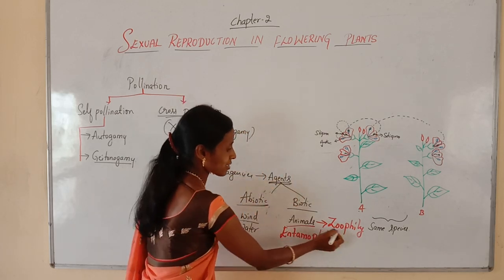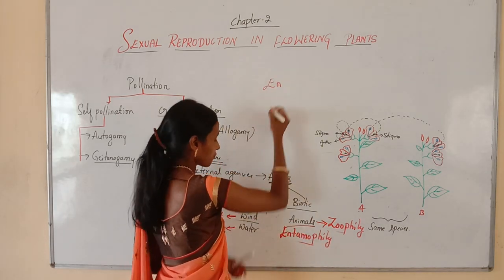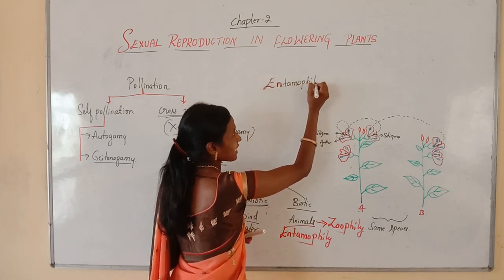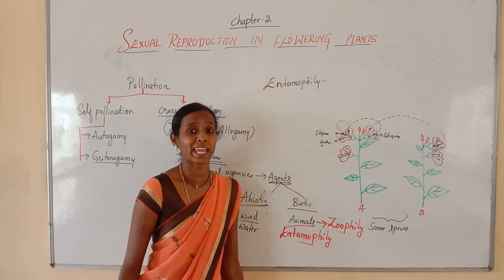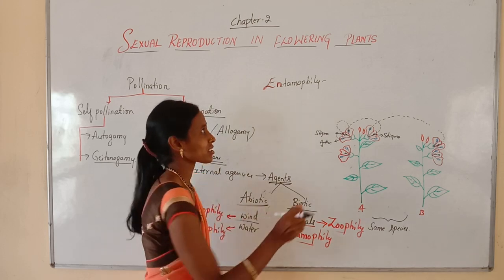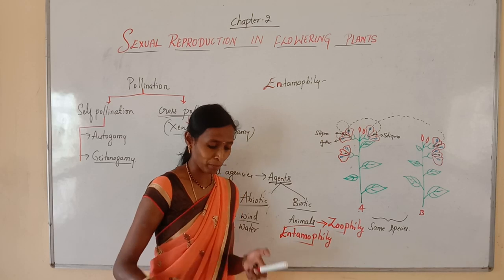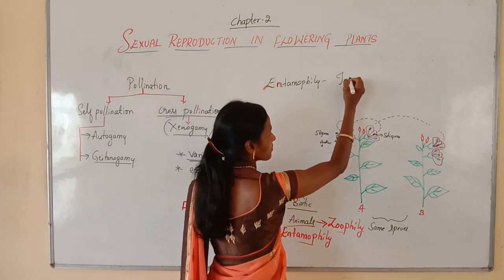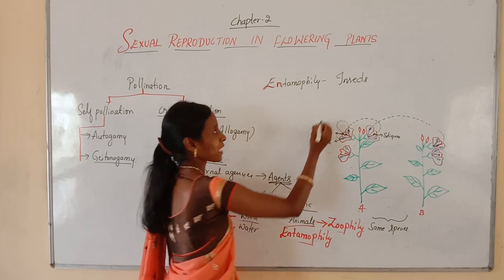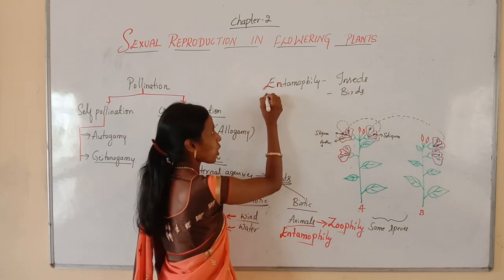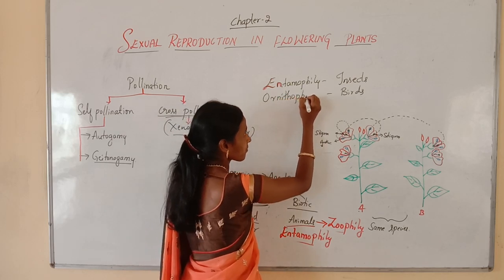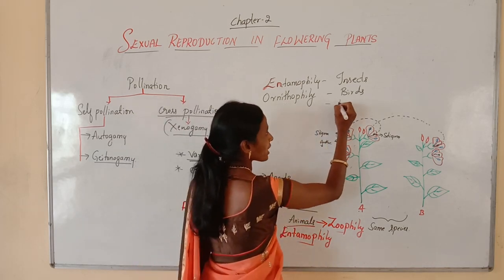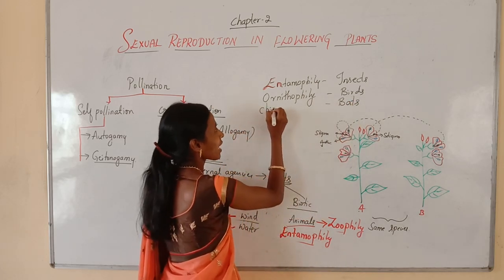I will write these different types here. Entomophily: what is entomophily? The pollination which takes place by the agency of insects. Insect pollination is nothing but entomophily. If pollination takes place by the agency of birds, it is called ornithophily. Similarly, if pollination takes place by bats, it is called chiropterophily.